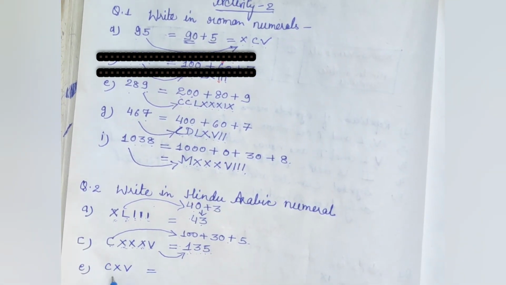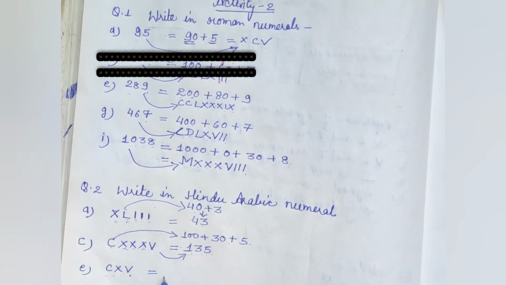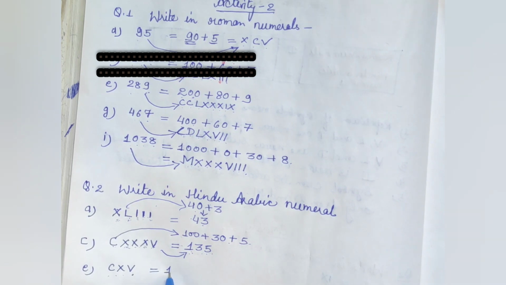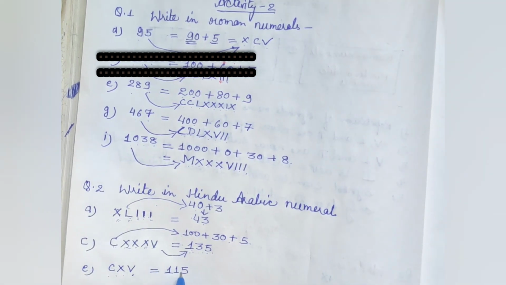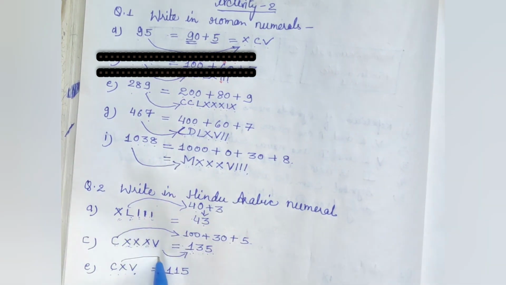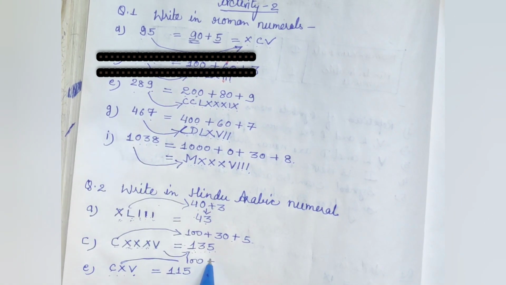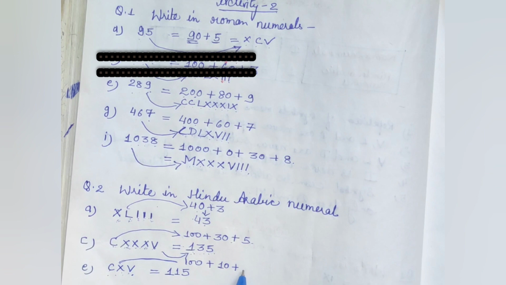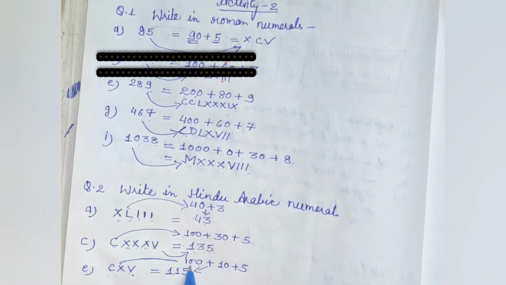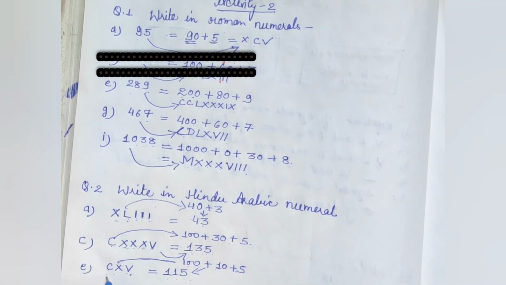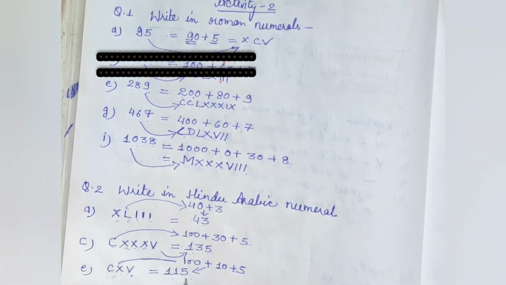Similarly, in CXV we write 115. The value of C is 100, the value of X is 10, and the value of V is 5. We add these 3 and we get 115. So we can say the value of CXV is equal to 115.